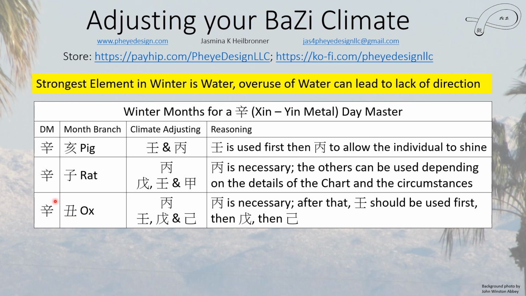Now, if you're a sin metal born in the month of the ox, you also need fire. This is absolutely necessary because it is also a very cold month. In fact, it's often colder than December. January is often the coldest month because the sun isn't strong enough to start really heating anything.